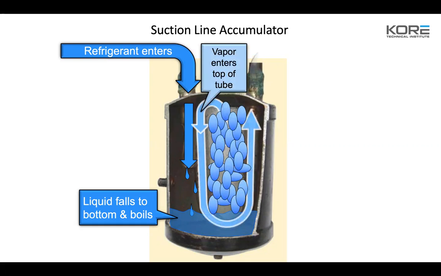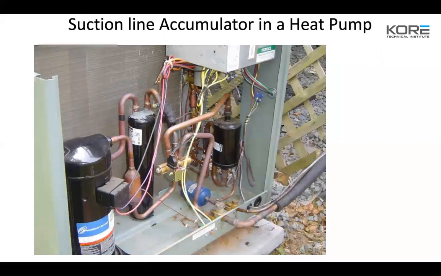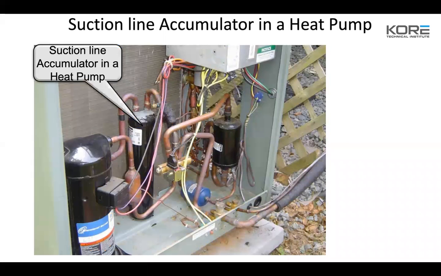So refrigerant enters, liquid falls to the bottom, and then it boils off in the accumulator. Do not insulate an accumulator. I've seen guys actually try to insulate an accumulator because it's frosting and rusting. You don't want to do that. Accumulators use the ambient heat around them to boil off that refrigerant, so that heat transfers through the accumulator to boil that off.